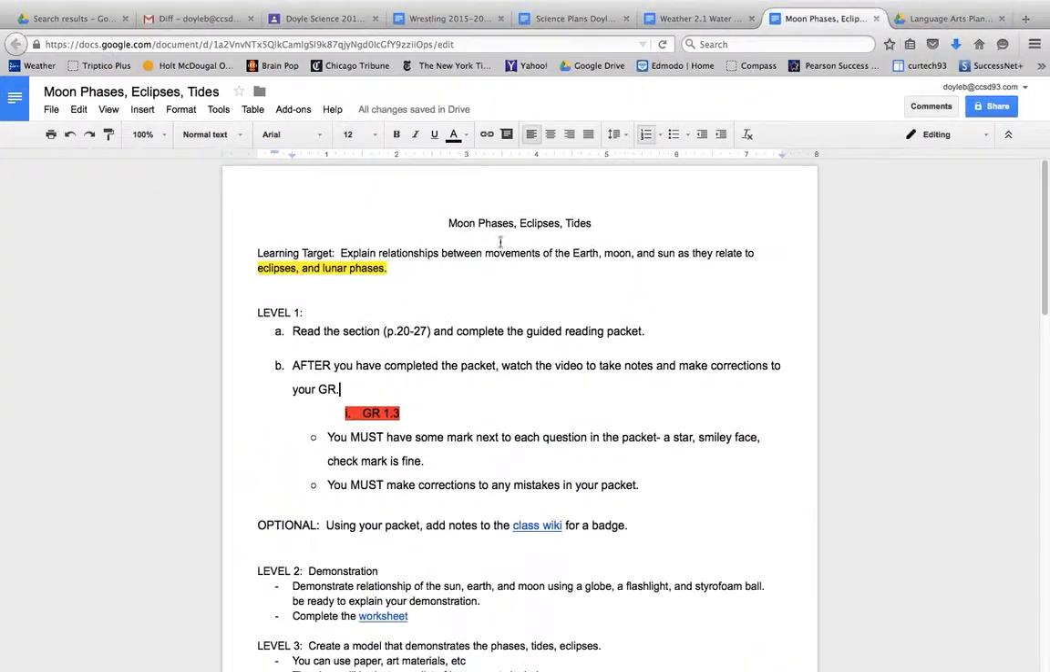All right, we're going to take a look at the guided reading for section 1.3 about moon phases, eclipses, and tides. The learning target is to explain the relationships between the movements of the Earth, the Moon, and the Sun as they relate to eclipses and lunar phases. So you should have read pages 20 to 27 and completed the guided reading packet, and now you'll go through the packet and make any corrections. Also remember to add to that class wiki.